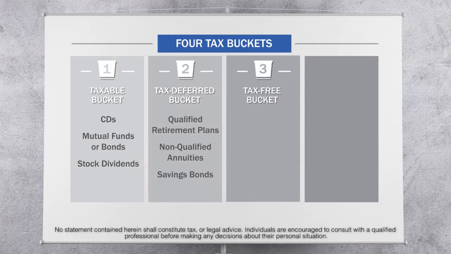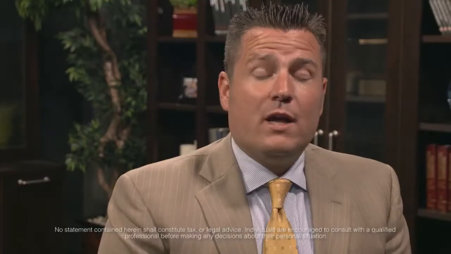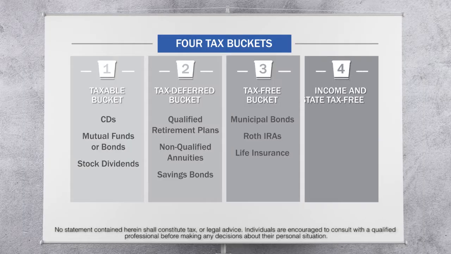The third bucket is your tax-free bucket. Now there are only 3 things that are tax-free in today's world: municipal bonds, Roth IRAs, and properly designed life insurance. Notice I said properly designed life insurance. In fact, municipal bonds are not always tax-free, but for the most part they are. And then finally we have income and estate tax-free, and that's when you get into charitable trusts and other similar arrangements.